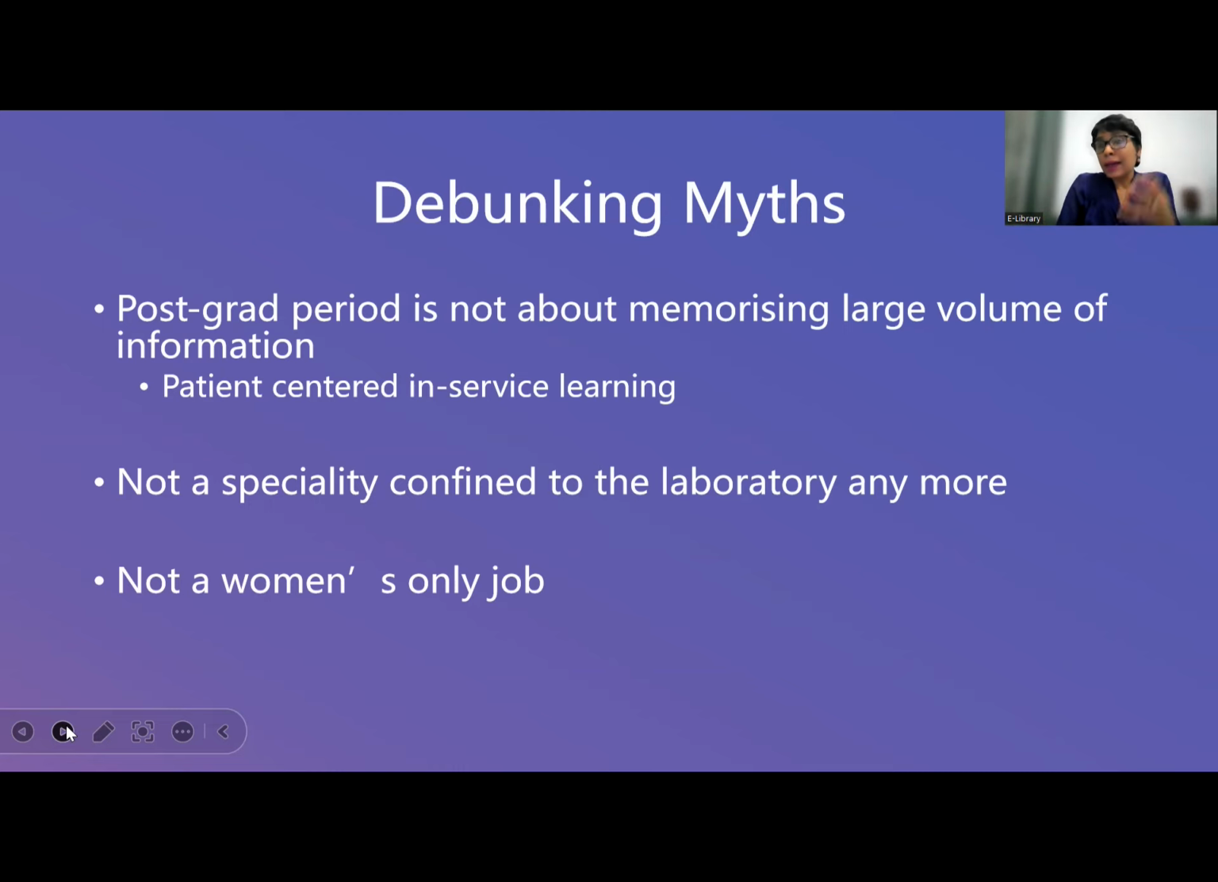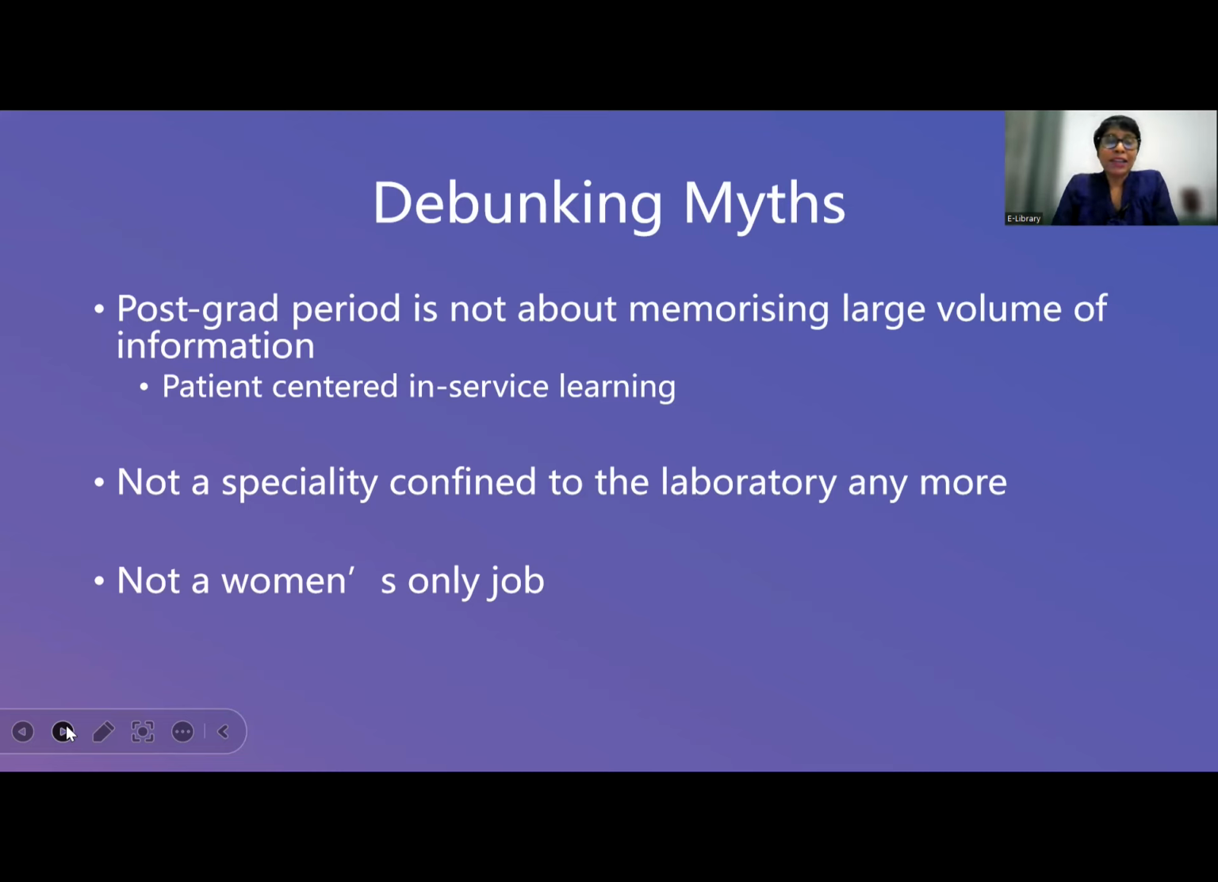And for that, as I explained to you, there are many programs for you to be on par with the newest knowledge. So it's not just memorizing. It's skill-based. Pathology is a skill that you need to acquire through several years of training. And also, as you have seen, it's not a specialty confined to the laboratory.